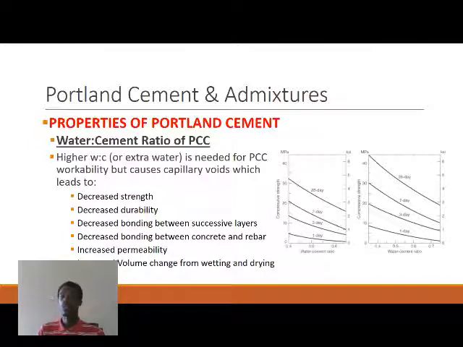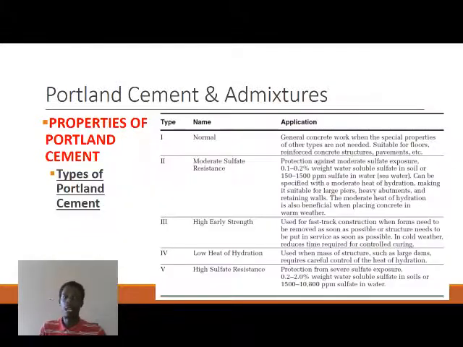But when the water is too much, it leads to decreased strength, decreased durability, decreased bonding, increased permeability, and increased volume. While it's between wetting and drying, because of so much water contained in this volume, by the time all the water is gone, it shrinks, and you wouldn't want that shrinking to occur.